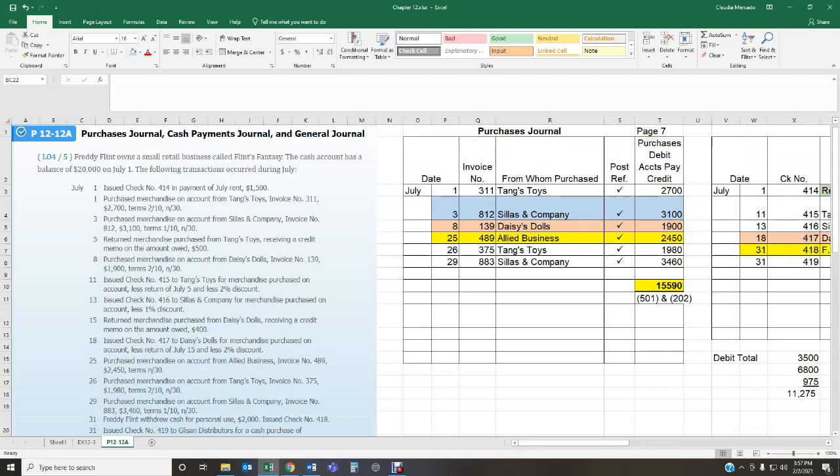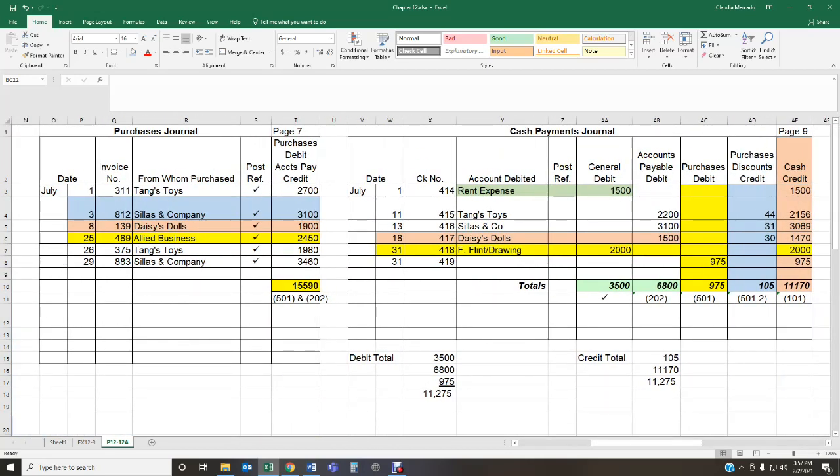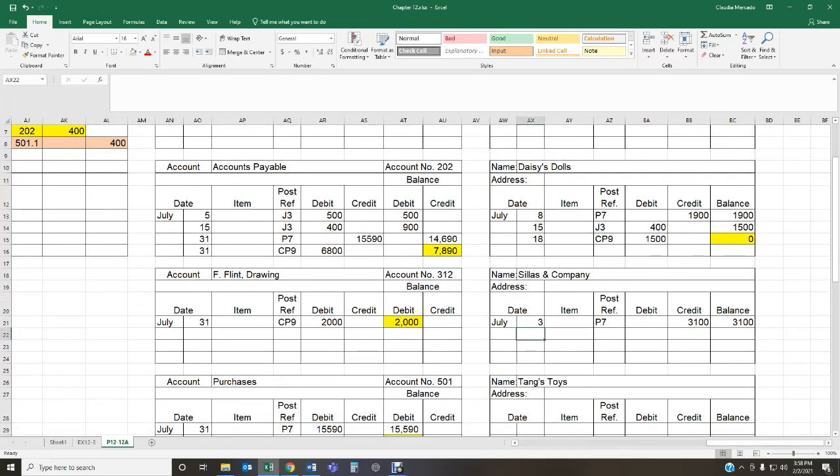And then what else happened? Okay, so now let's look at C.S. and Company. Do we have anything else? Well, we had a payment of $3,100. That happened on the 13th. C.S. and Company, we have a payment there of $3,100. Okay, so let's go back and let's post that information. C.S. and Company, that happened on the 13th. And that is cash payment journal number 9. And we paid the $3,100, so that means we owe 0.